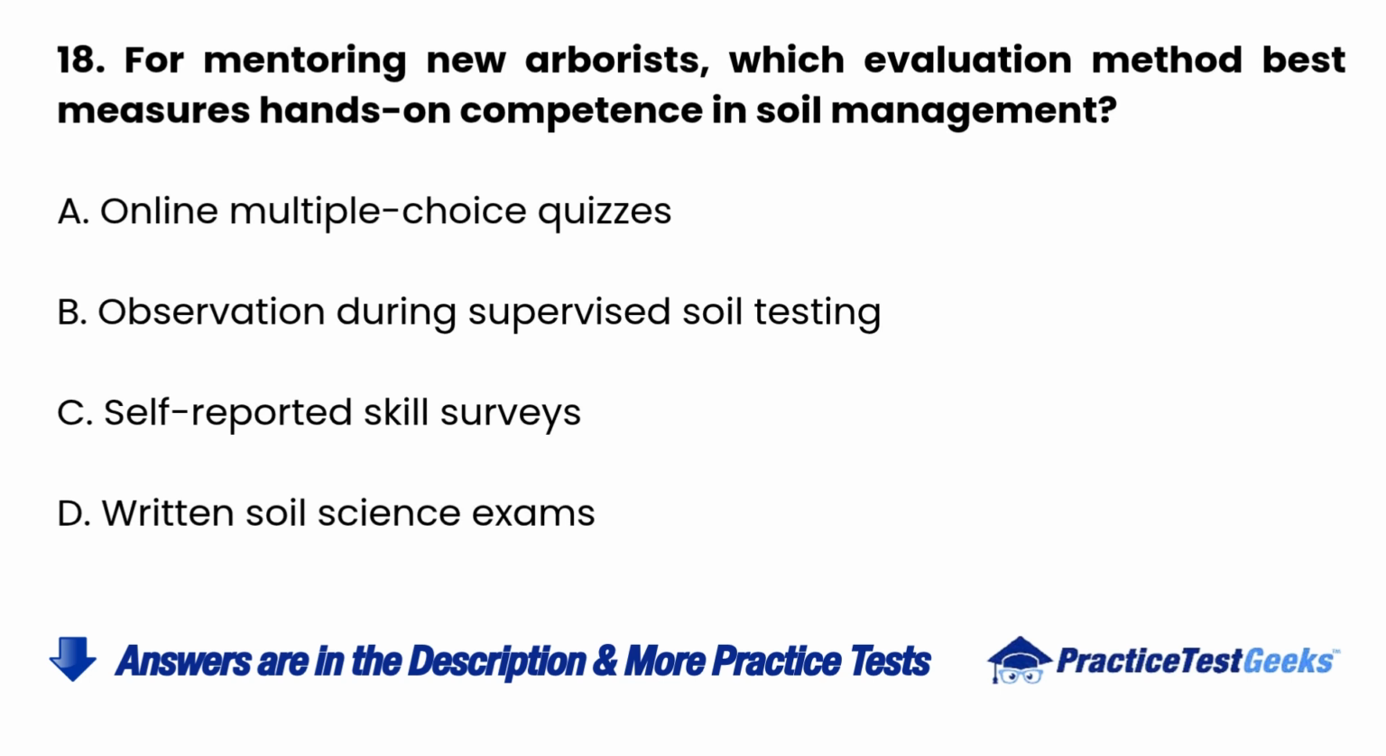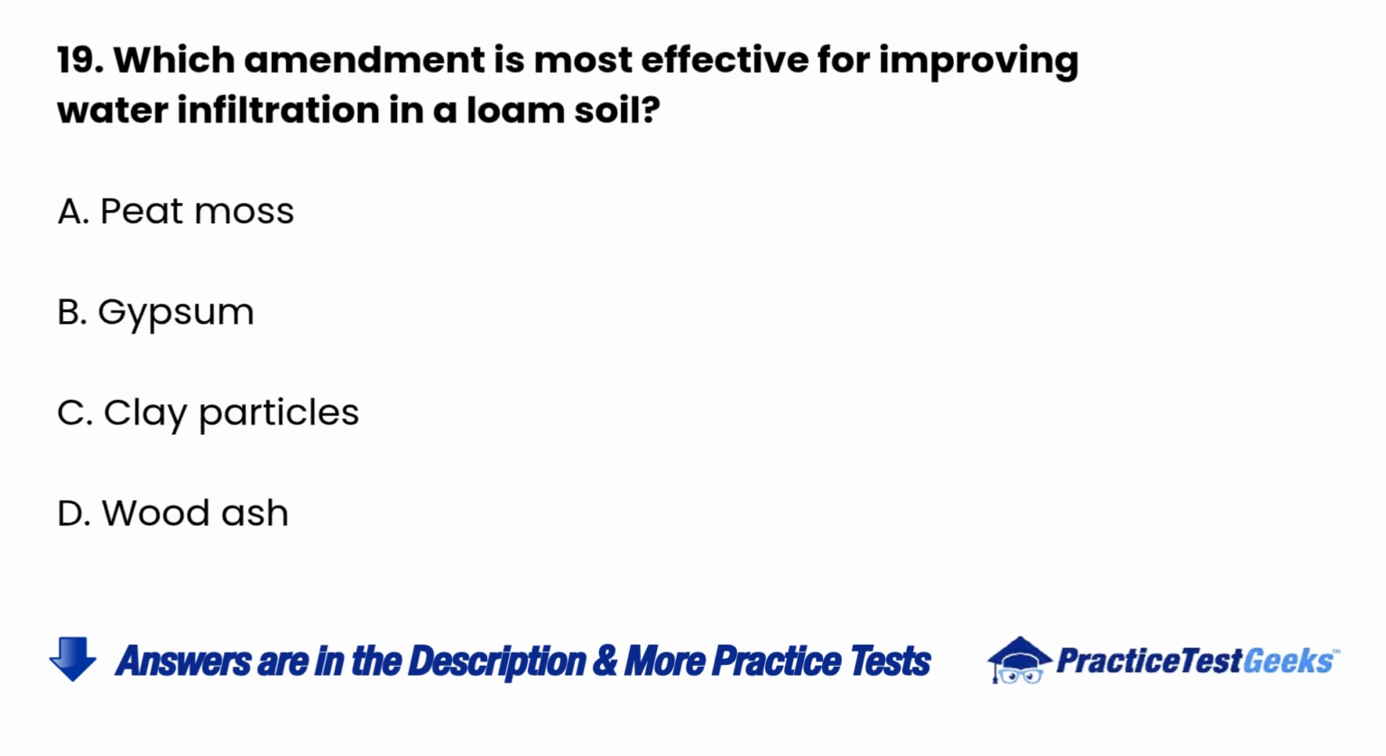18. For mentoring new arborists, which evaluation method best measures hands-on competence in soil management? A. Online multiple-choice quizzes. B. Observation during supervised soil testing. C. Self-reported skill surveys. D. Written soil science exams. 19.